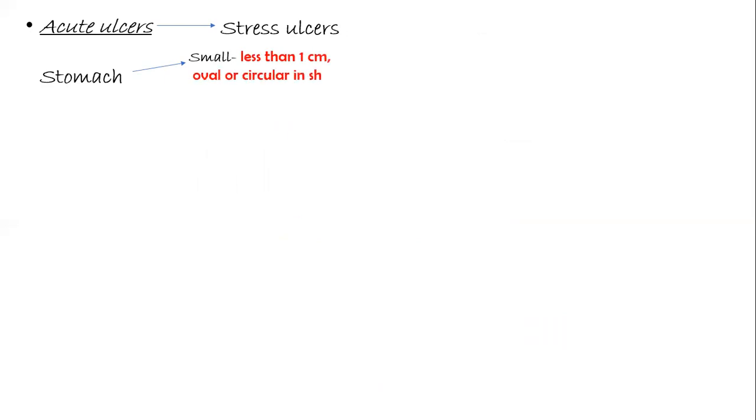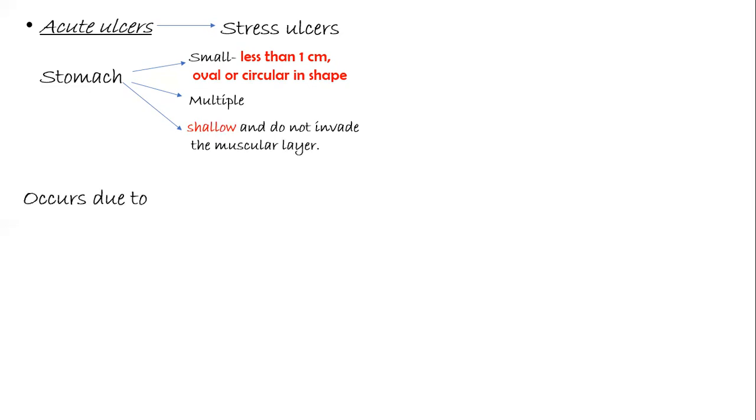Now we'll take a look at acute ulcers. Acute ulcers are also called stress ulcers. Inside the stomach, the acute ulcers are small, nearly less than 1 centimeter in diameter. They are either oval or circular in shape. There are multiple small ulcers located at one place, and they are shallow and do not invade the muscular layer. So we can say that acute ulcers are not so severe in most of the cases.